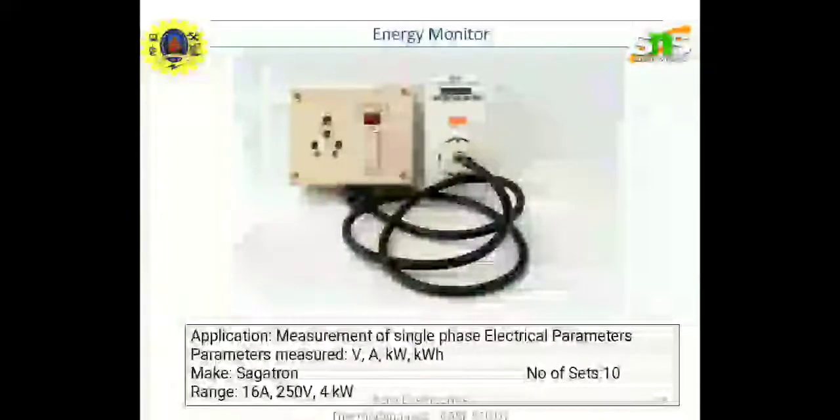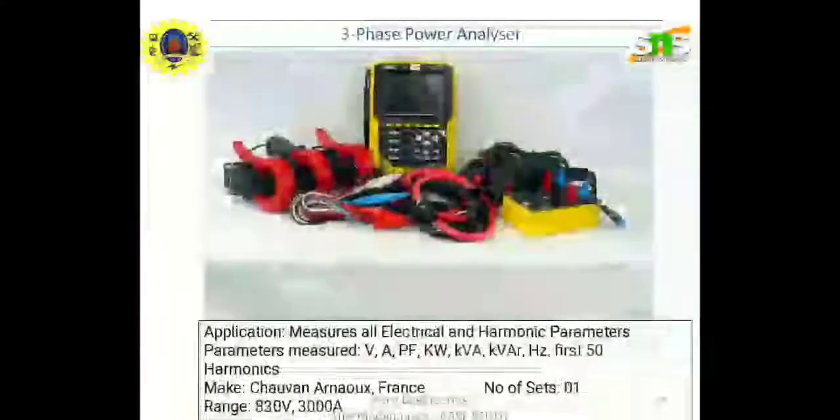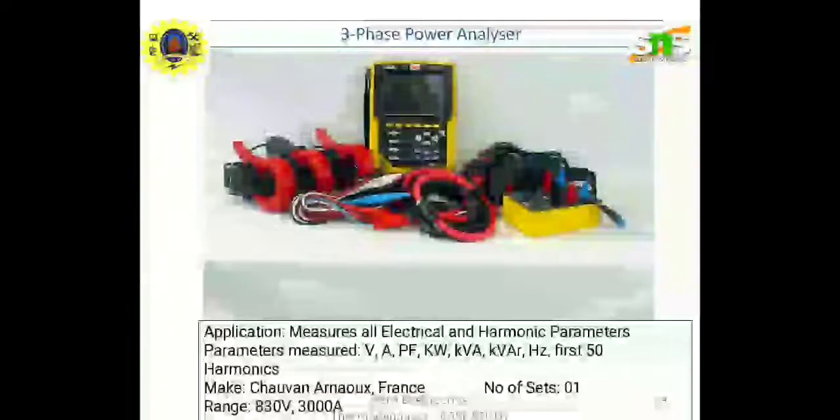Energy monitor, the range is 16 ampere, 250 volt, 4 kilowatt. It's used for measuring single phase electrical parameters. The three phase power analyzer measures all electrical and harmonic parameters, measured up to the first 50 harmonics. The range is 830 volt to 3000 ampere, and the number of systems given here is 1. The power analyzer will be used in industries for measuring electrical and harmonic parameters.